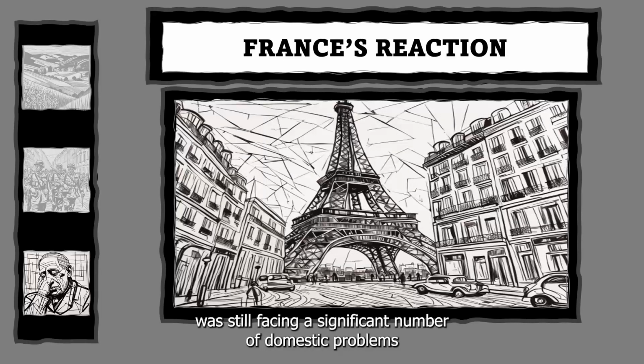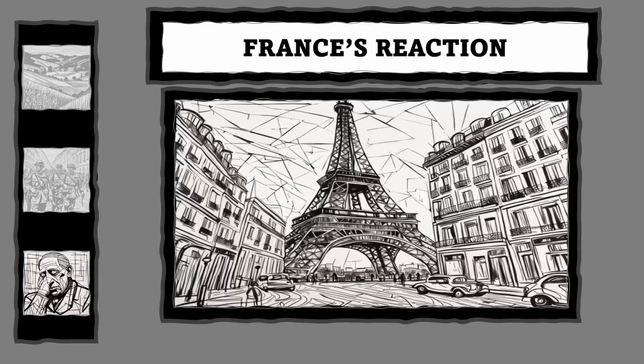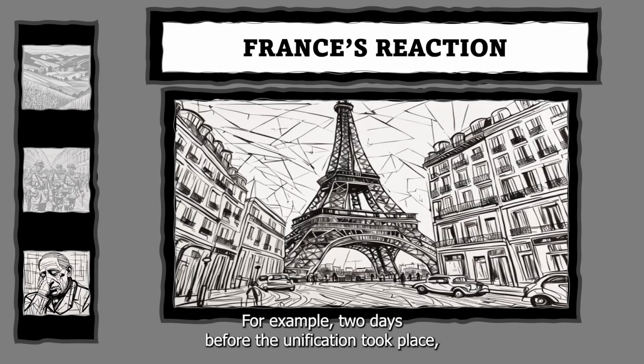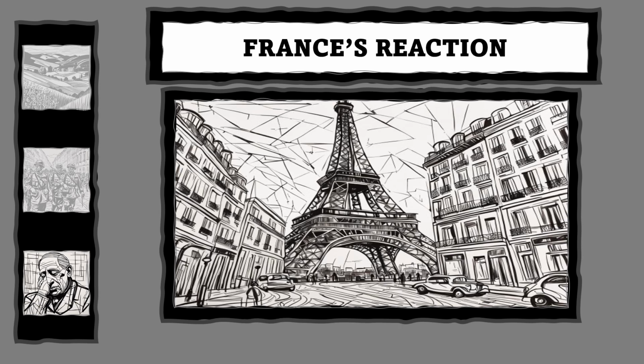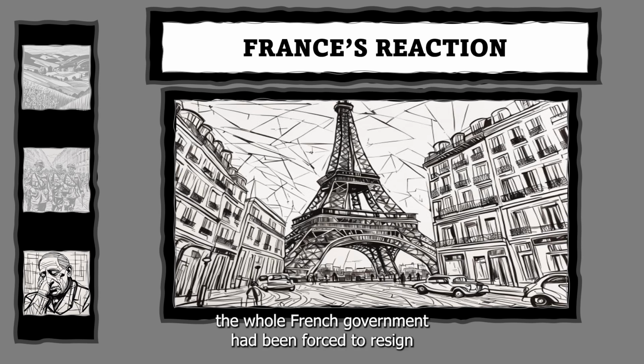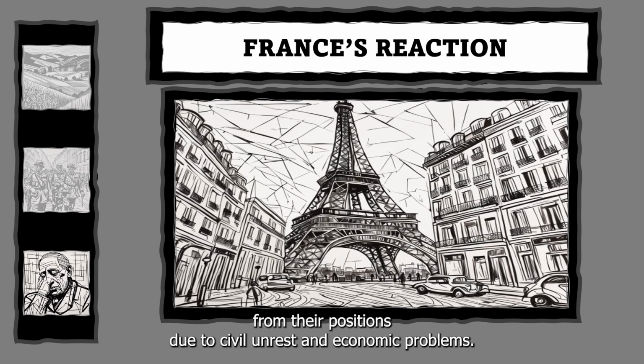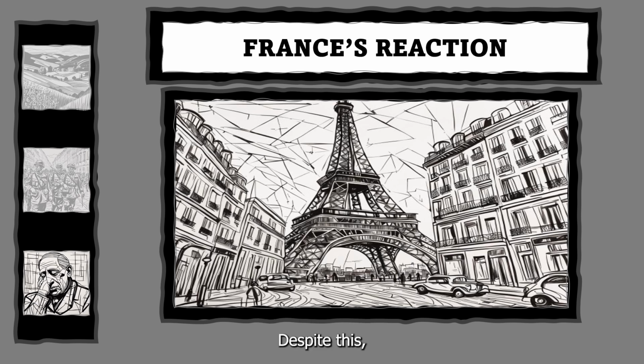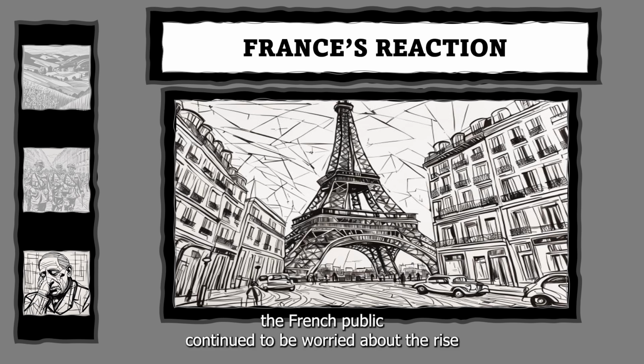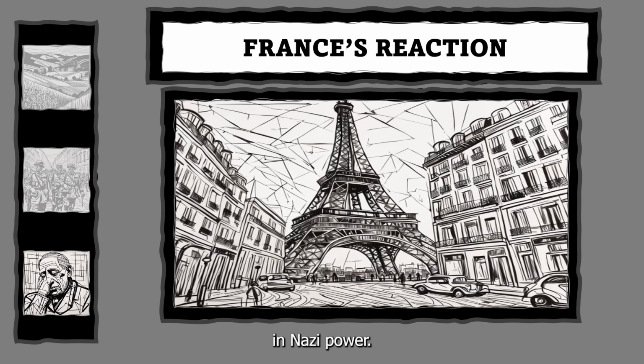France was still facing a significant number of domestic problems, and so were in no position to challenge Anschluss. For example, 2 days before the unification took place, the whole French government had been forced to resign from their positions due to civil unrest and economic problems. Despite this, the French public continued to be worried about the rise in Nazi power.